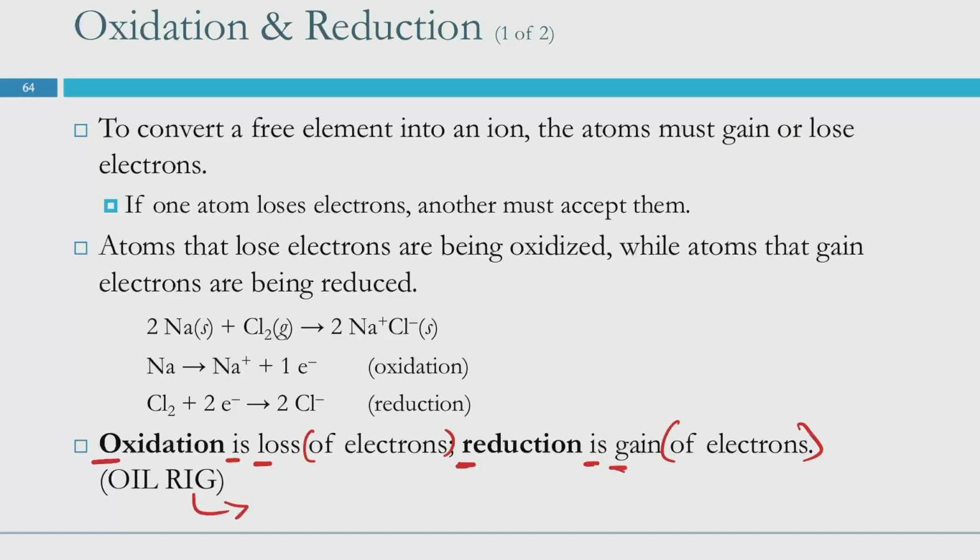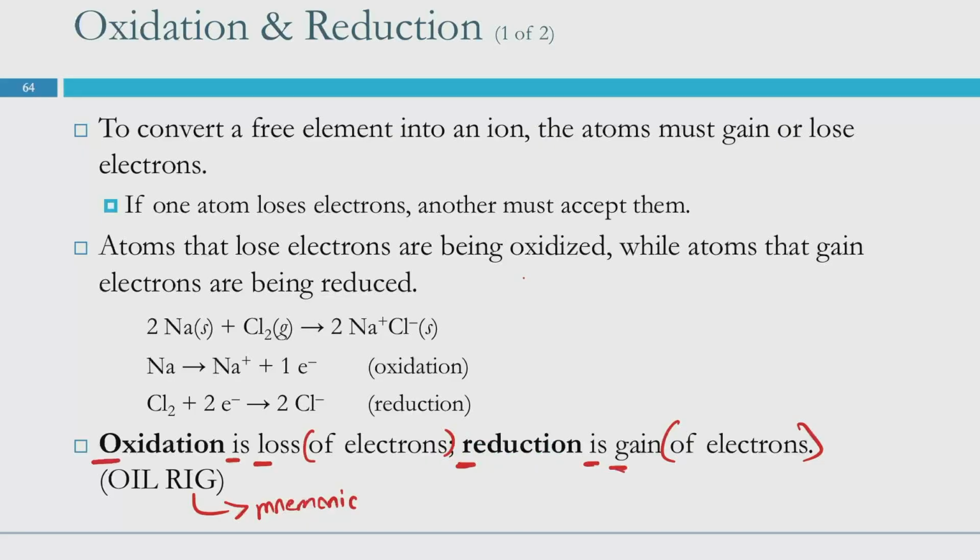And so that's where we get this mnemonic, OIL RIG. So the sodium went from neutral sodium to 1 plus, it lost an electron. Oxidation is losing electrons, so sodium was oxidized. The chlorine gained electrons, and so the chlorine was reduced.